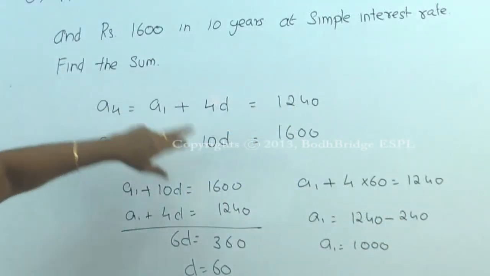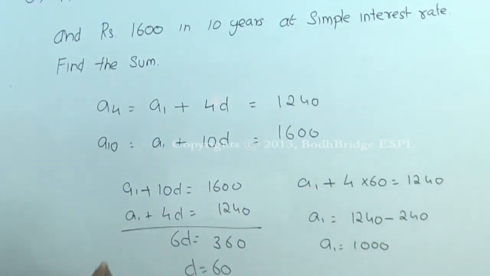So the sum is nothing but 1000. That's what is the sum. Based on that only the interest is calculated. Therefore, 1000 is the sum.